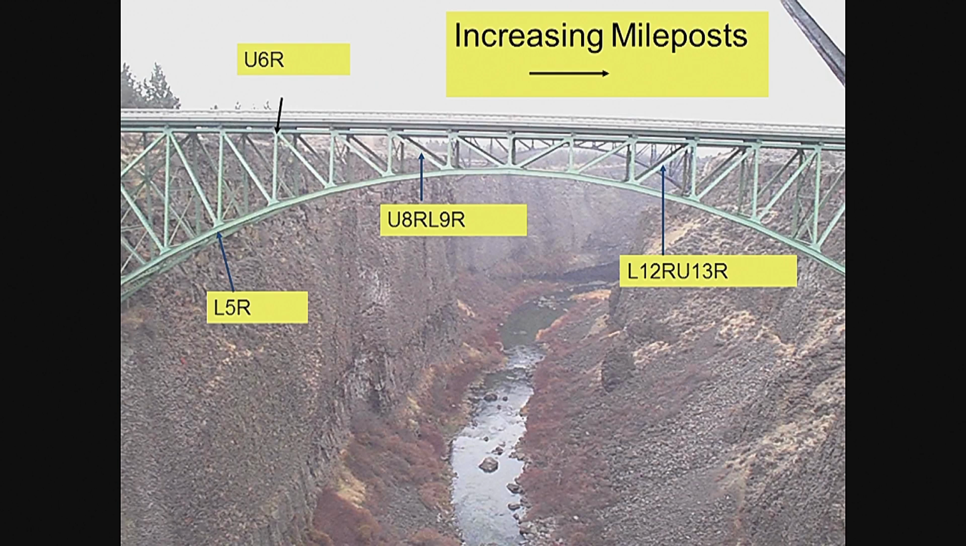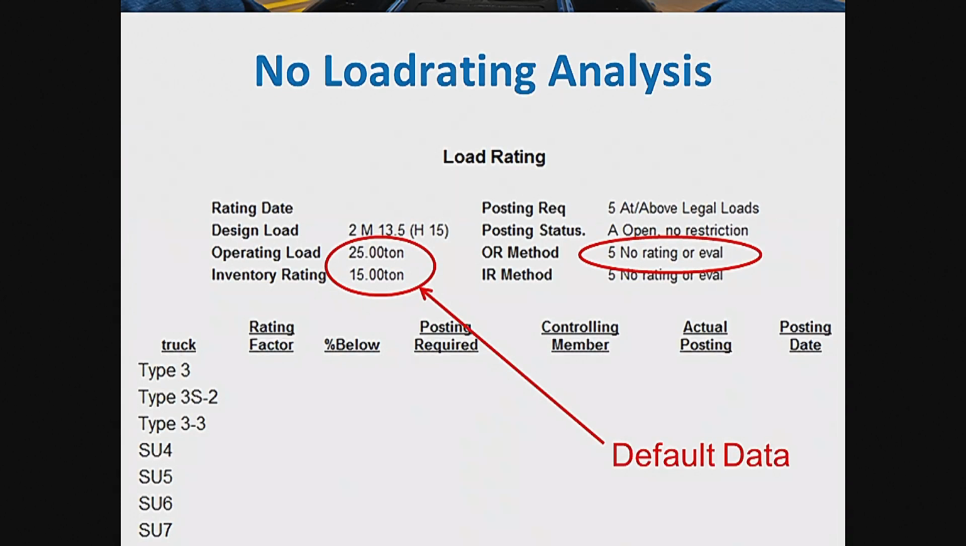This is a deck arch type bridge, and it just shows the different parts of the bridge. So usually bridges aren't as complicated as this, but you can find out what's actually controlling your load rating. We're under a program right now to get all of our bridges load rated, but until they do, we put default data into them. You'll see the method for operating rating, no rating or evaluation. And of course, the rating factors will be blank. We should be getting away from this really quick, though.